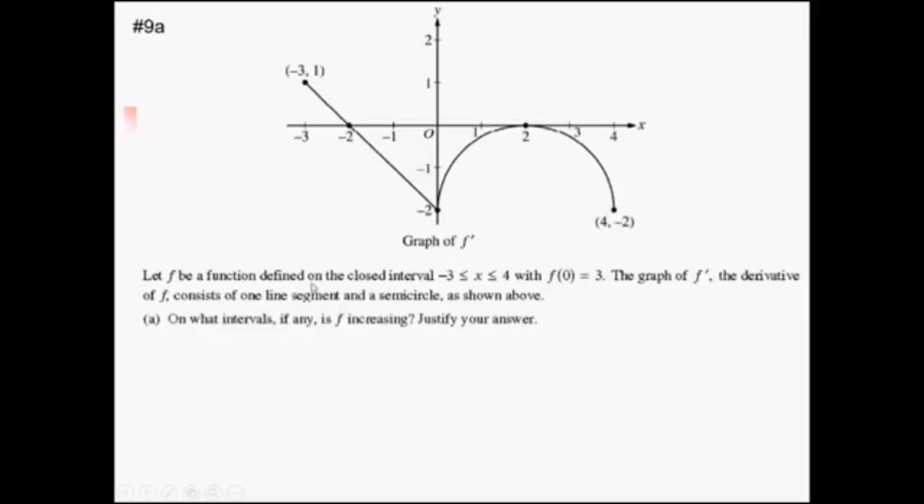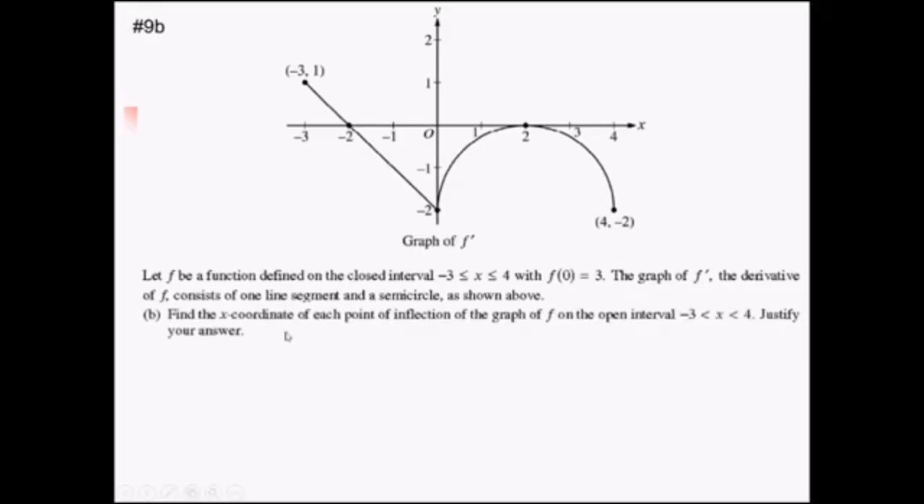For this problem, we have f defined on the closed interval negative 3 to 4, and f of 0 is 3. Here's the graph of f prime. We want to know on what intervals, for our first task here, is f itself increasing. Well, f is going to be increasing wherever f prime is positive. f prime is positive on the interval from negative 3 to negative 2, and that's the only one. So that means that on the interval from negative 3 to negative 2, f is increasing, and that's not the case anywhere else.